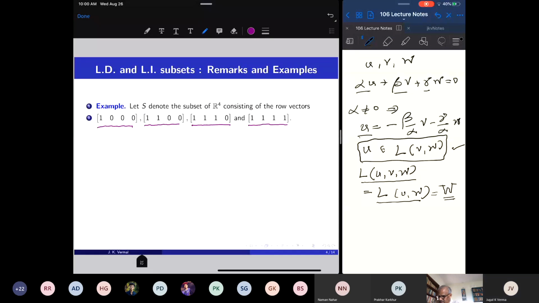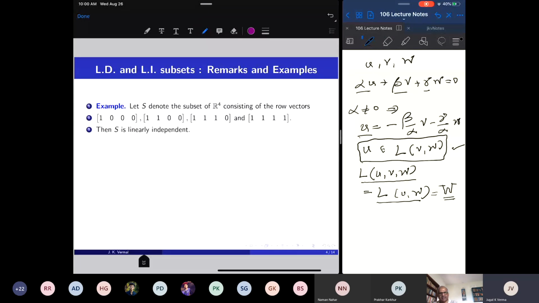So I have these row vectors, 4 of them. R4 is the linear span of the 4 basic column vectors. Here are these 4 vectors. I think of R4 now as the linear span of row vectors. Let's look at these 4 row vectors. Let's see that these are linearly independent. How to see that they are linearly independent?